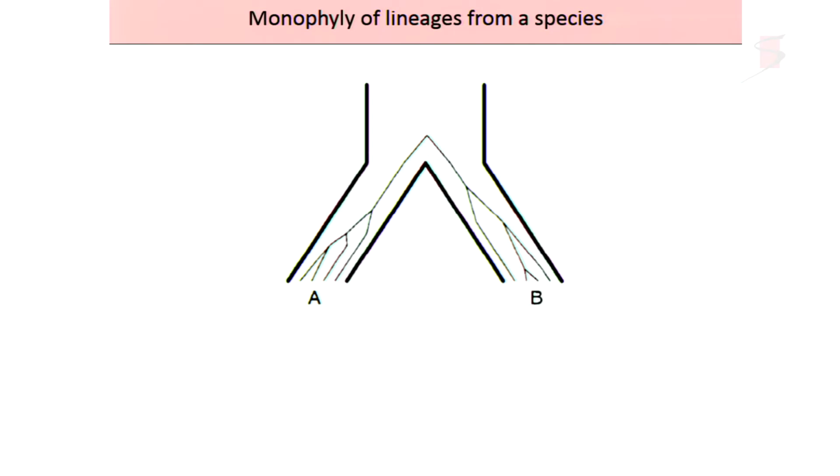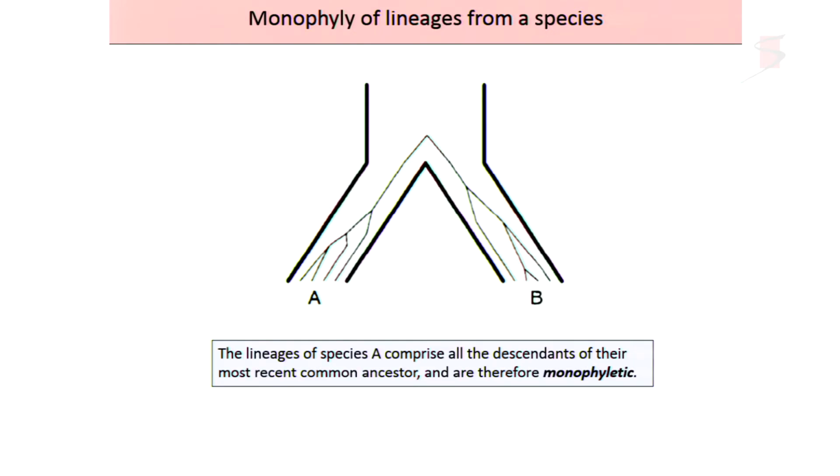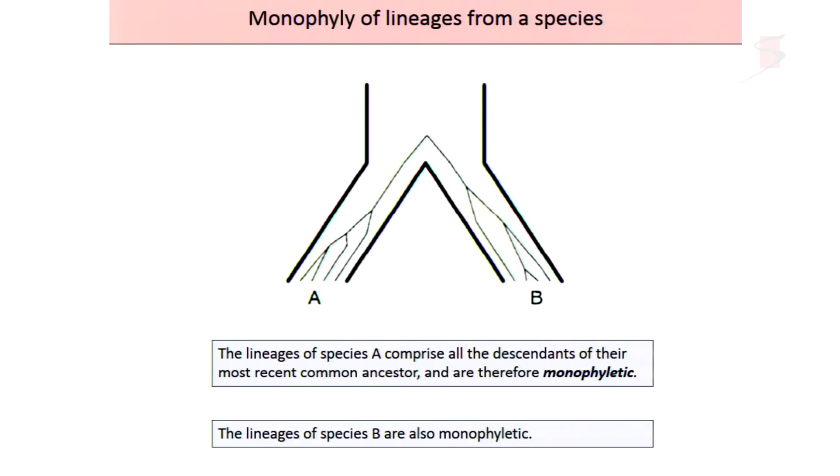Since there are a number of different definitions of monophyly around, let me define what I mean by it for this talk. If we have a genealogy here, I'll say that the lineages of species A are monophyletic. In this case, the lineages of species A comprise all the descendants of their most recent common ancestor, which is right here, and can therefore be said to be monophyletic. And, of course, in this picture, the lineages of species B are monophyletic as well.